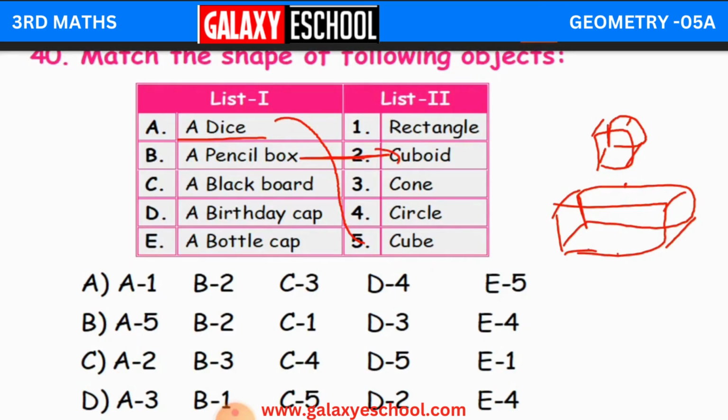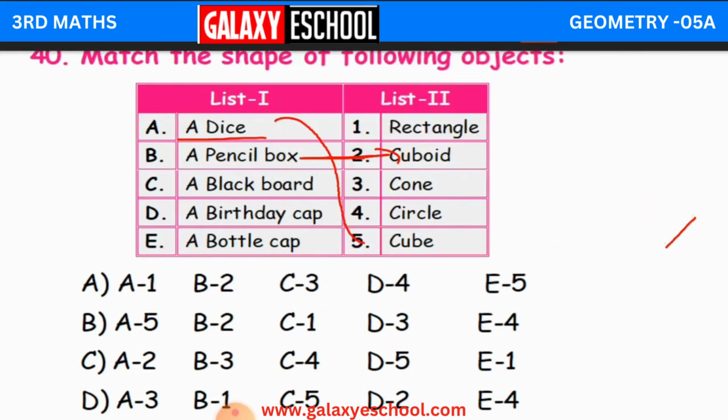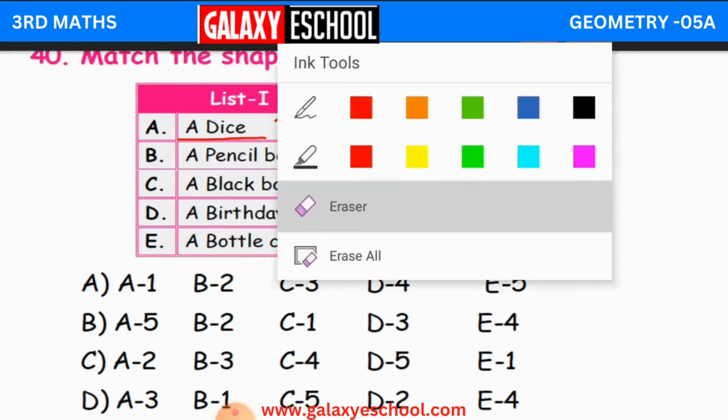Now coming to C, that is a blackboard. Children, blackboard is in the shape of a rectangle. It is not a 3D shape. Yes, so blackboard comes in the shape of a rectangle.